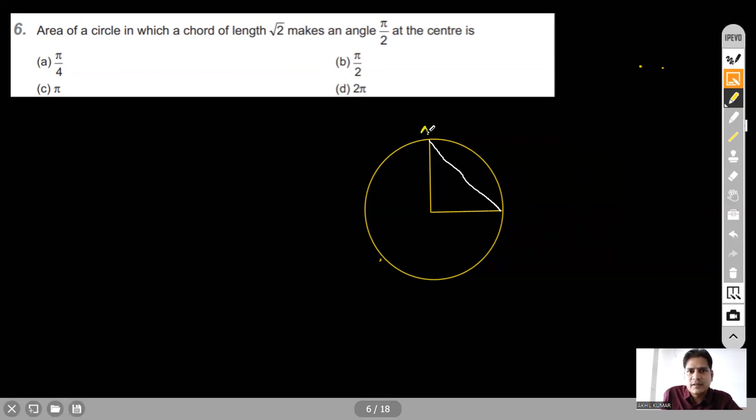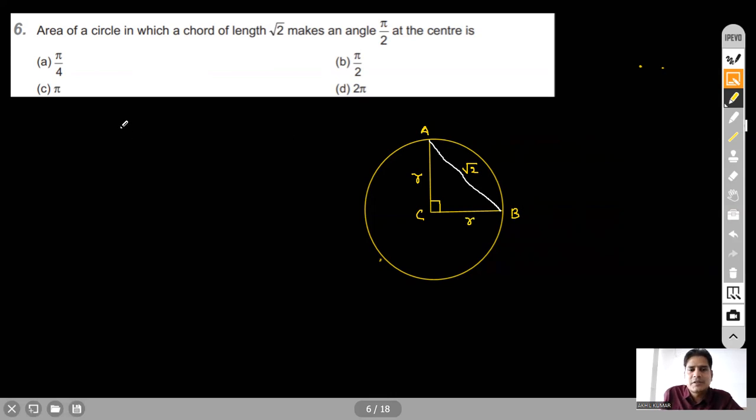Let me name it: this is A, this is B, and let me name the center C. So AB is equal to root 2, and this angle is 90 degrees. This chord is subtending an angle of 90 degrees at the center. What is asked? The area of the circle. So what will be AC? AC is nothing but the radius of the circle, and BC is also the radius of the circle.